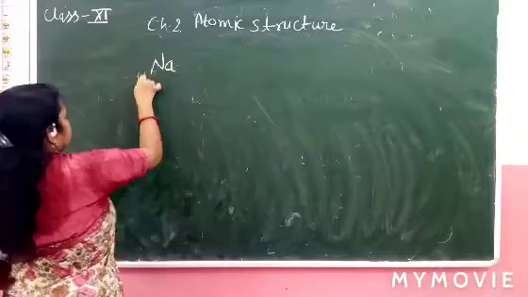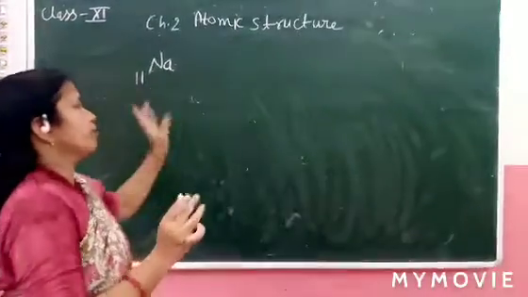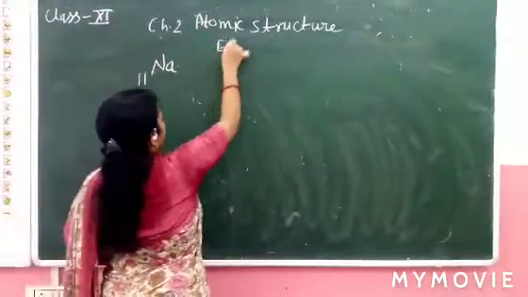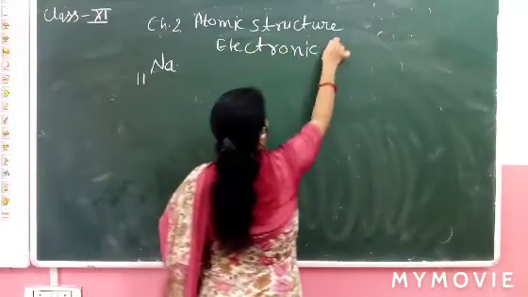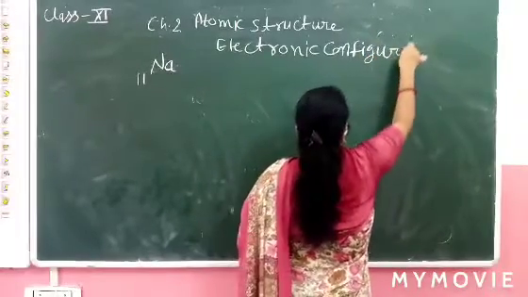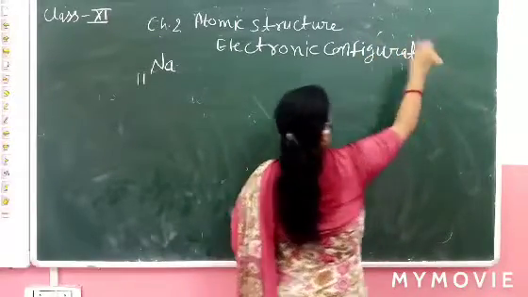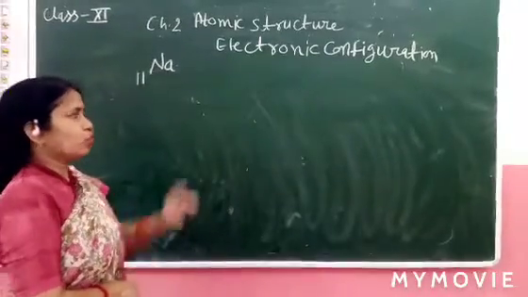Sodium. For this you have to learn all the atomic numbers. So how to write the electronic configuration of different atoms like sodium? So how to write?